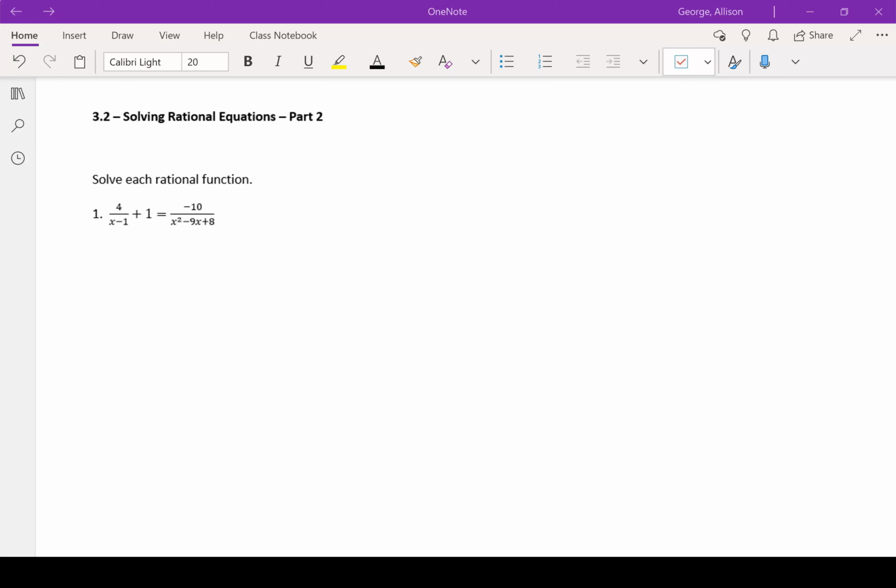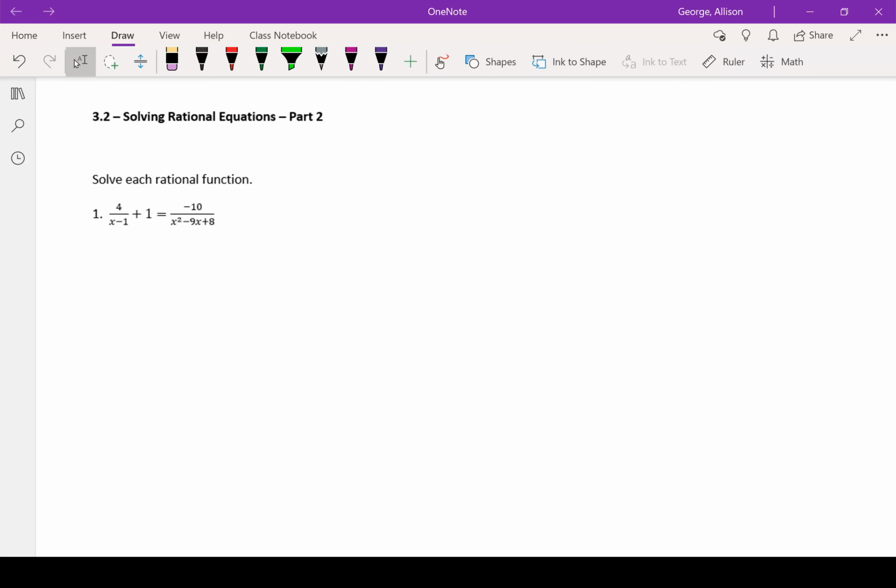Hey everybody, welcome back to the second part of 3.2, Solving Rational Equations. So we're going to get into some of these situations where we have to do factoring first. You can use whatever method of factoring you prefer, but just wanted to remind you that you can go back and look at your boot camp notes if you need to for help with factoring. And you want to make yourself a note of that.